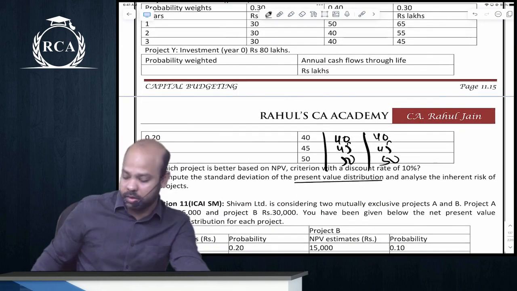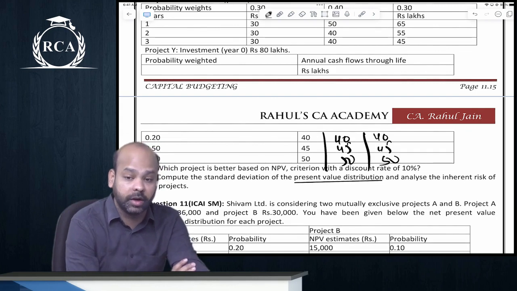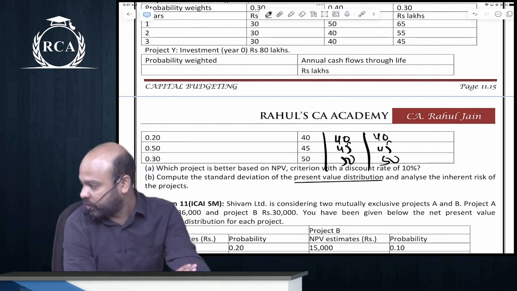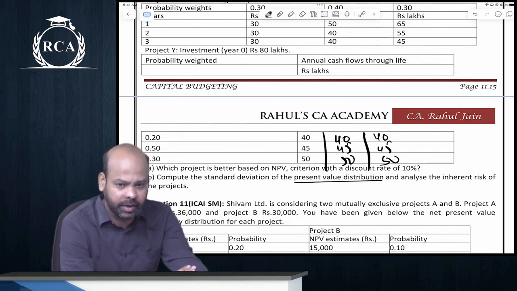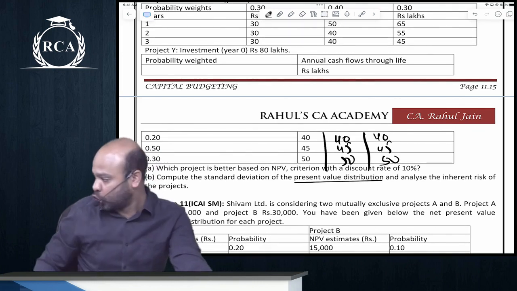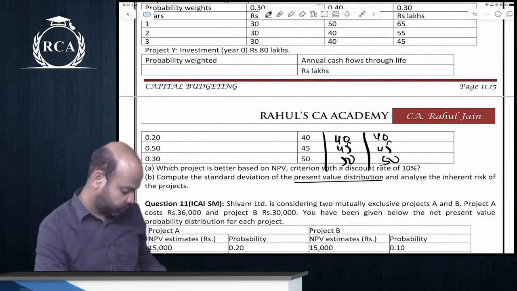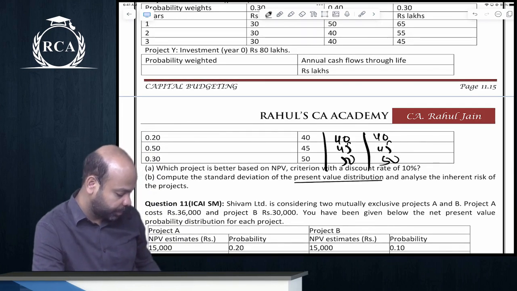Write a note: though it is not specified, cash flows are assumed to be independent of the preceding year cash flows.